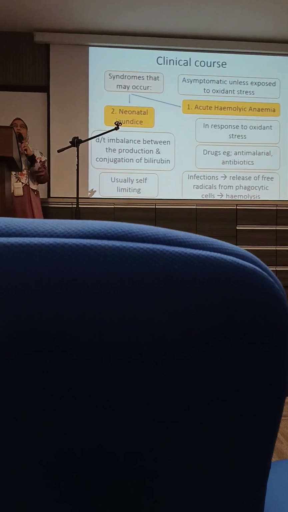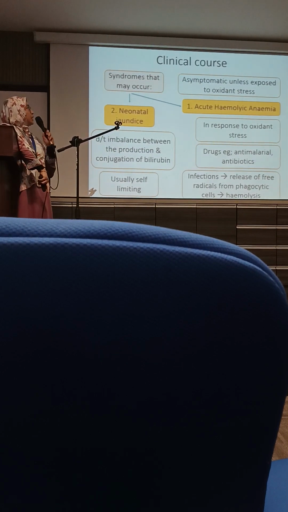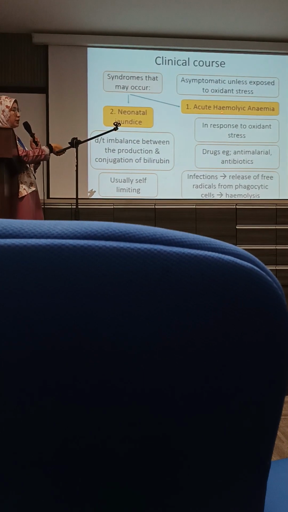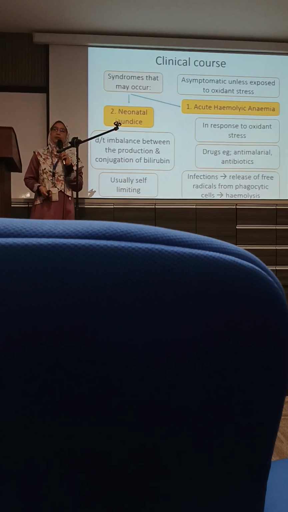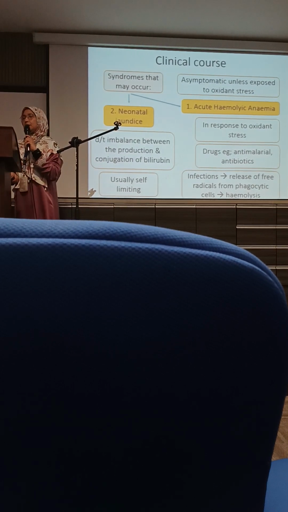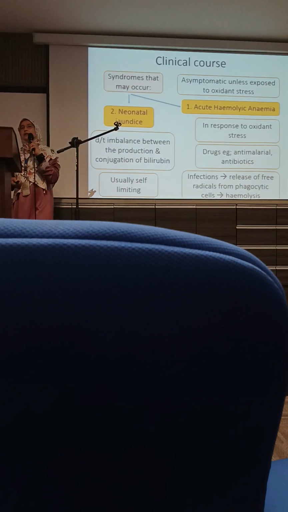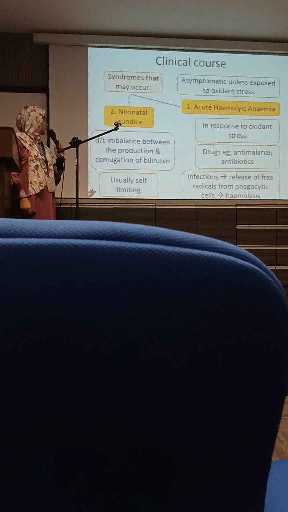They are usually asymptomatic unless they are exposed to oxidant stress. So they can present in two syndromes. It can be acute hemolytic anemia in response to oxidant stress, for example a patient exposed to anti-malarials or antibiotics. Infection can also cause hemolysis in G6PD. In a neonate, in babies, they may present with neonatal jaundice due to imbalance between the production and conjugation of bilirubin. However, it is usually self-limiting.